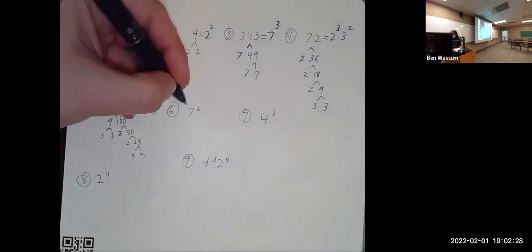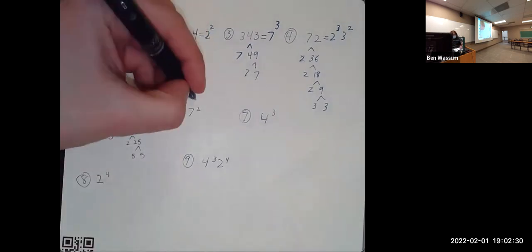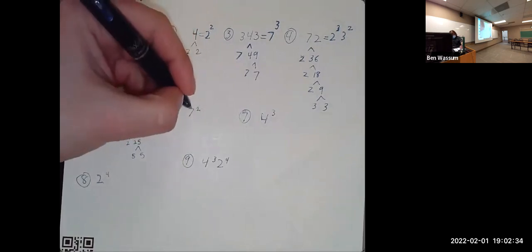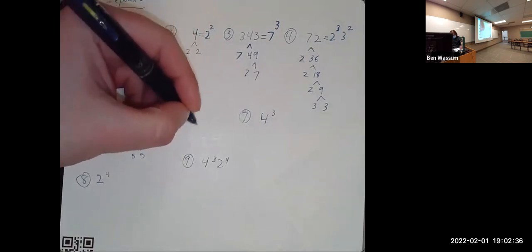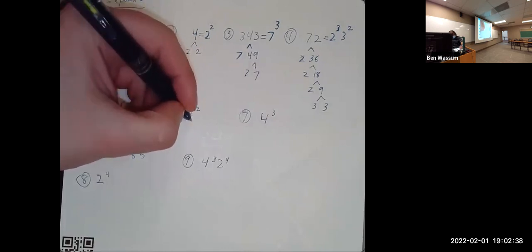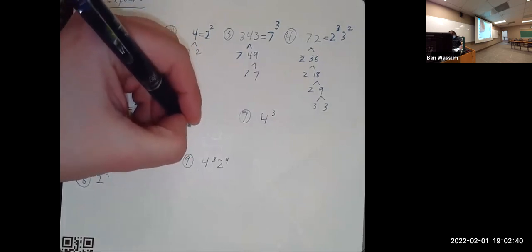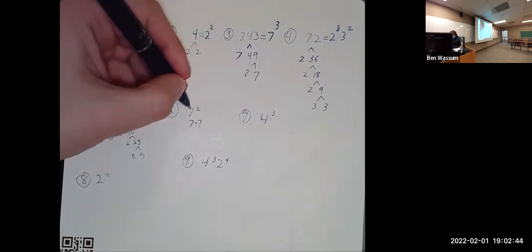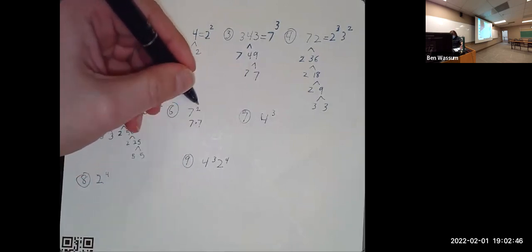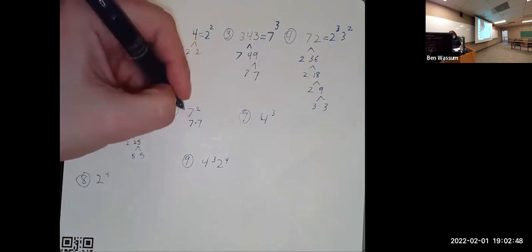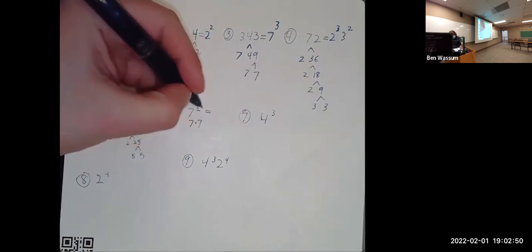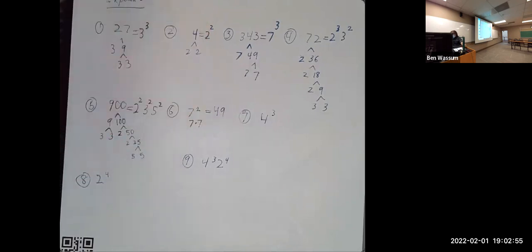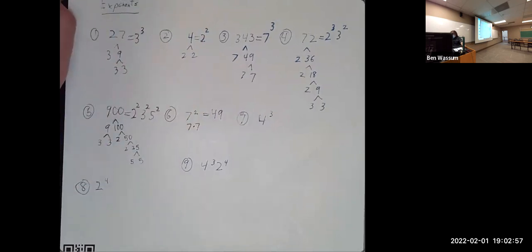So on number 6, we have 7 squared. So you should look at that. I'm going to do it just for illustration purposes and say that means that this is 7 times 7 because I have this thing multiplied by itself that many times. So if I see 7 squared, I'm going to think 7 times 7 is 49.